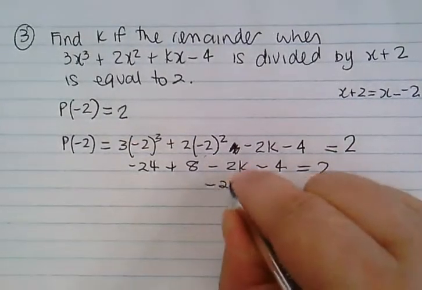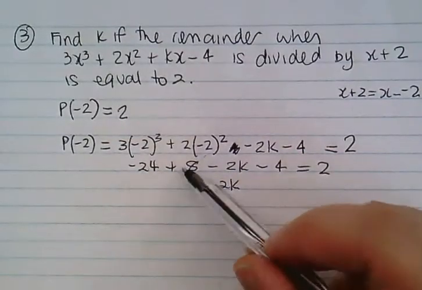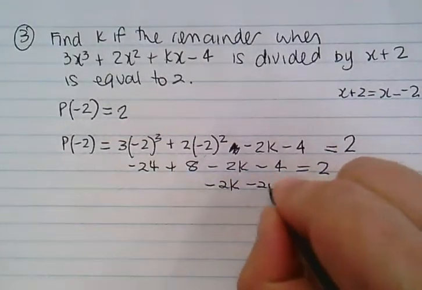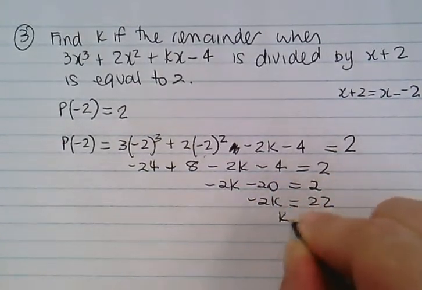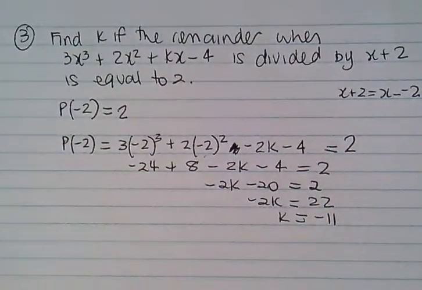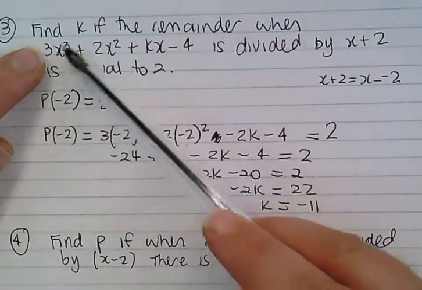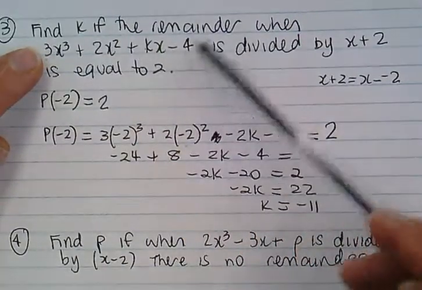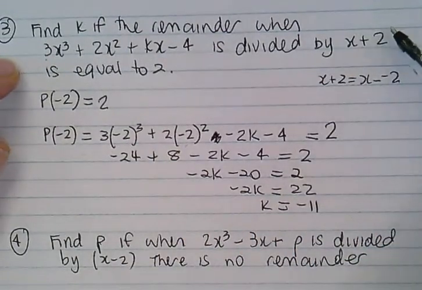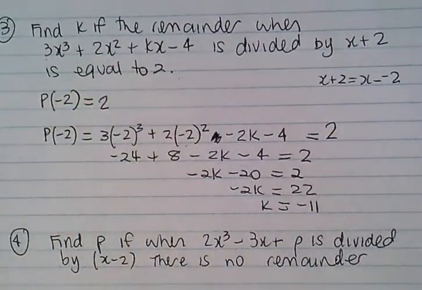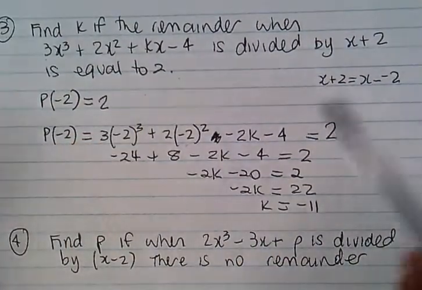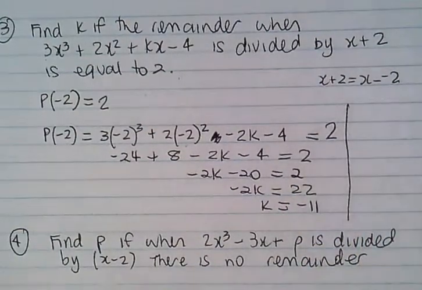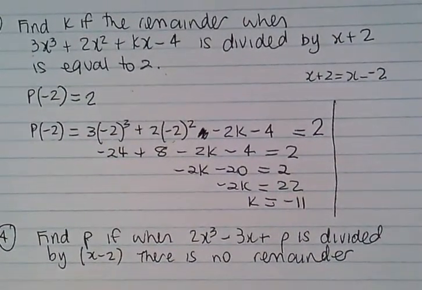Collecting like terms, I've got negative 2k, I've got negative 16 minus 4, I've got minus 20, I think, equals 2. Negative 2k is 22, and I've got k is negative 11. It means that the original polynomial was 3x cubed plus 2x squared minus 11x minus 4. And if I then divided that by x plus 2, my remainder would be 2. Or if I then put p of negative 2 into it, I will get the answer 2. I mean, we can check. Actually, do you want me to go back and check it and show you?